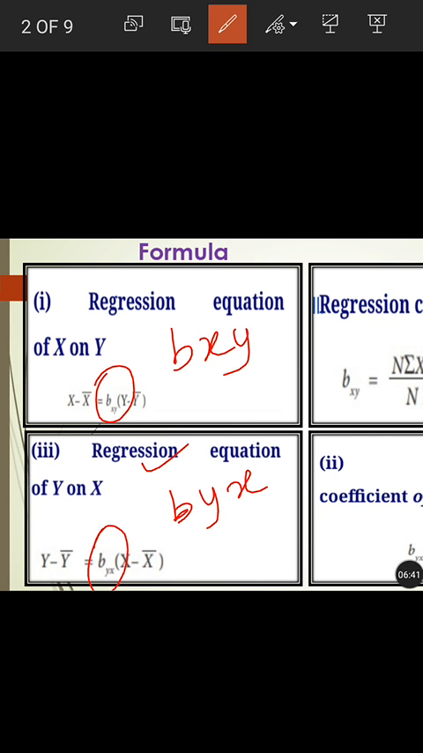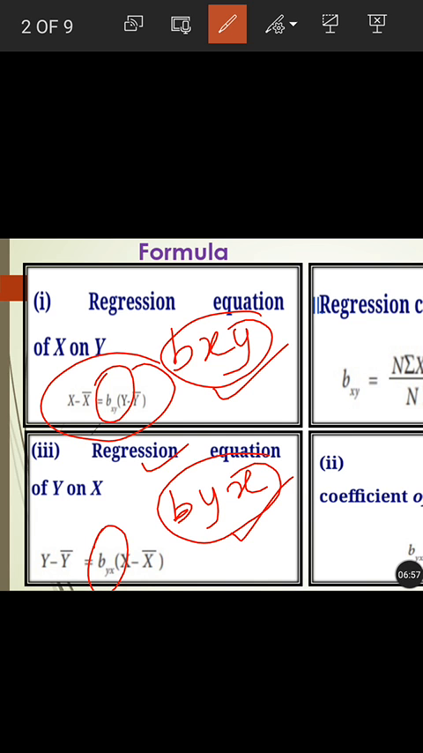So always remember, for the regression equation of x on y, the regression coefficient is bxy, and for the regression equation of y on x, the regression coefficient is byx. So both of these are called the regression coefficients. This fully is called the regression equations. Okay, these are called regression equations, and within that equation we have the coefficient.